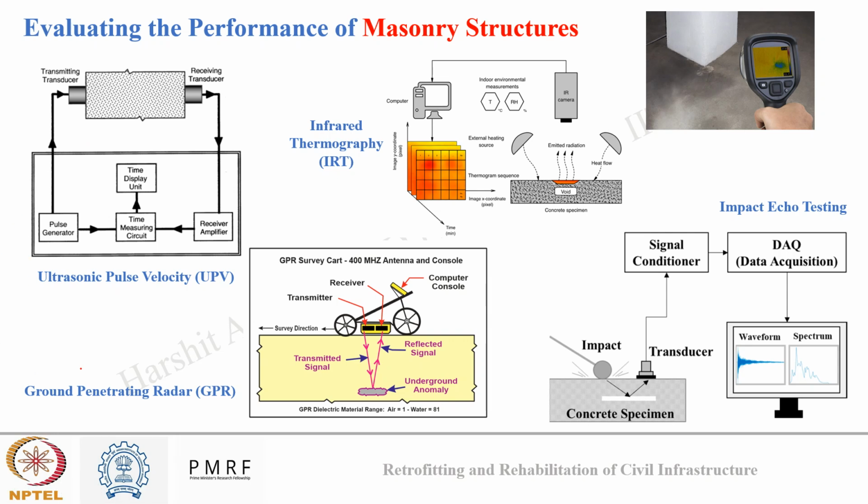First we have UPV, ultrasonic pulse velocity, where we have two sensors. This is the transducer and this is the receiver, and this is a masonry block. This can be a masonry block or a concrete block. These transducers are made of PZT, a piezoelectric material.